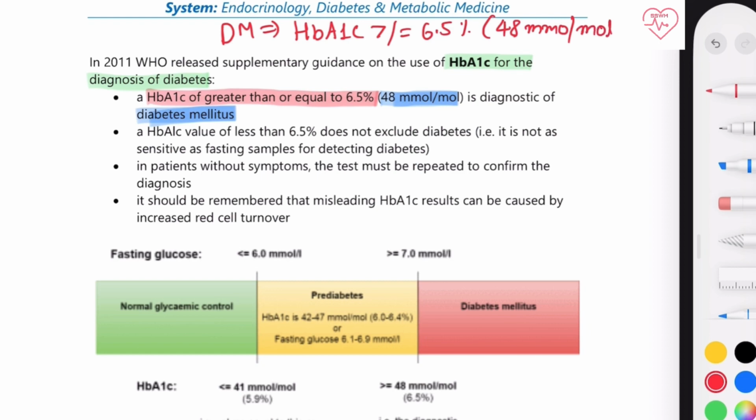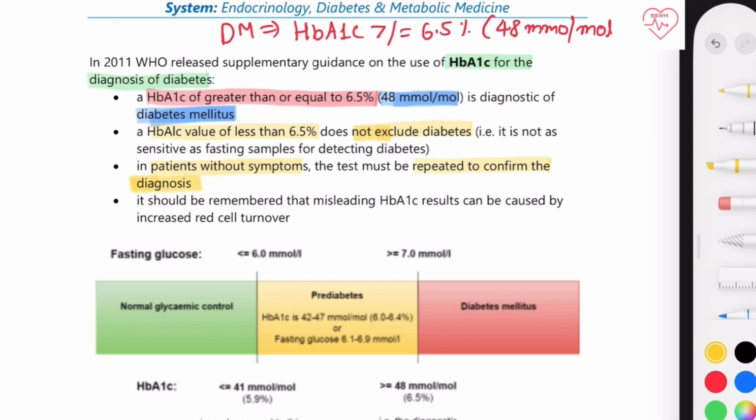Okay, so this is the diagnostic of diabetes mellitus. Now, if HbA1c is less than 6.5, it does not exclude diabetes, that is, it is not as sensitive as fasting samples for detecting diabetes. If it is less than that, it does not exclude that you have diabetes or are going to have diabetes; it just isn't as sensitive as fasting samples for detecting diabetes. In a patient without symptoms, the test must be repeated to confirm the diagnosis.